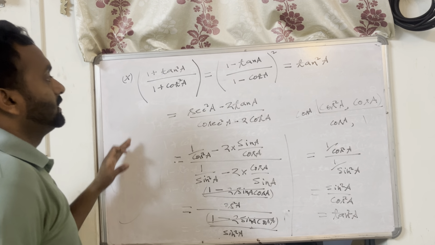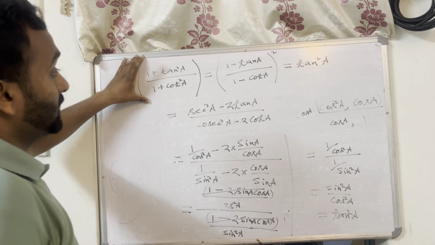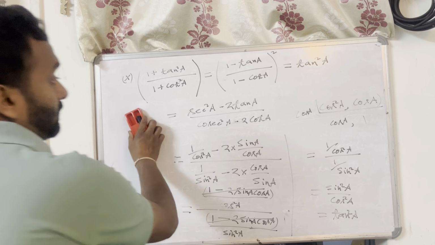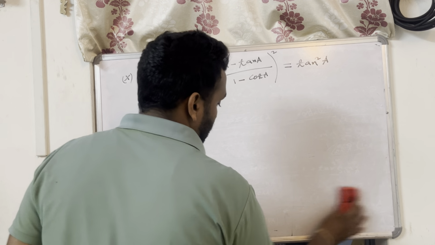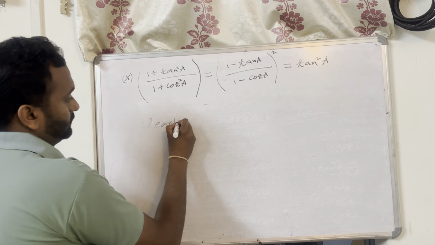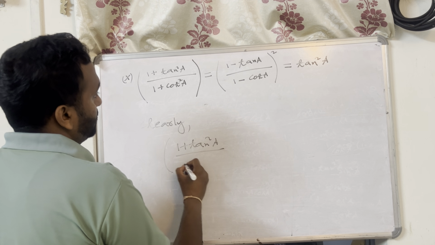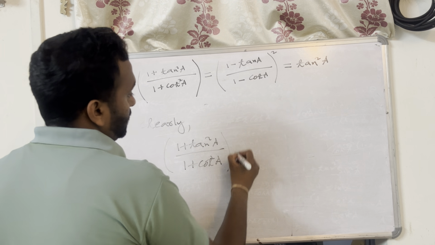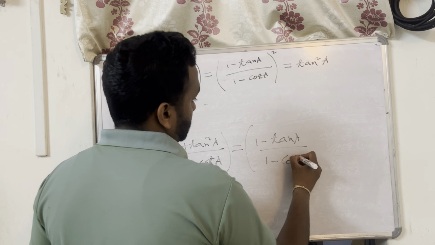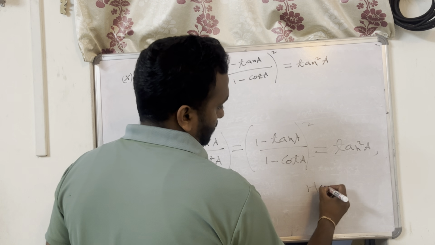So we can clearly see that this part and that part are equal, since the value of the first part was also tan square A, and the second part was also tan square A. So we can simply conclude by writing that clearly, (1 plus tan square A) divided by (1 plus cot square A) is equal to (1 minus tan A divided by 1 minus cot A) whole thing square, equal to tan square A. Hence proved.